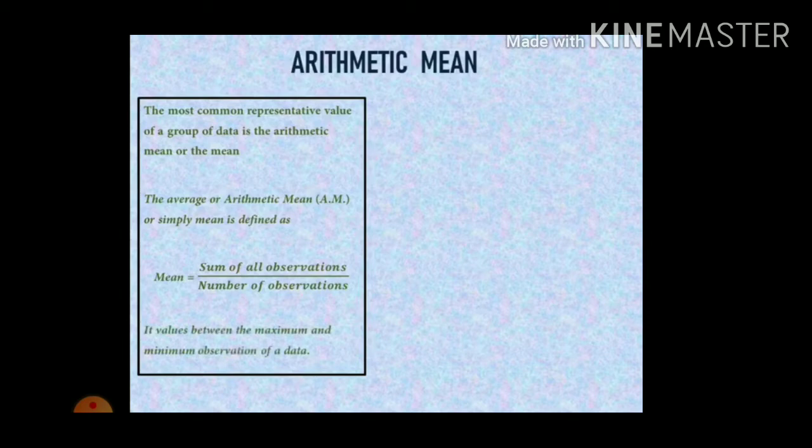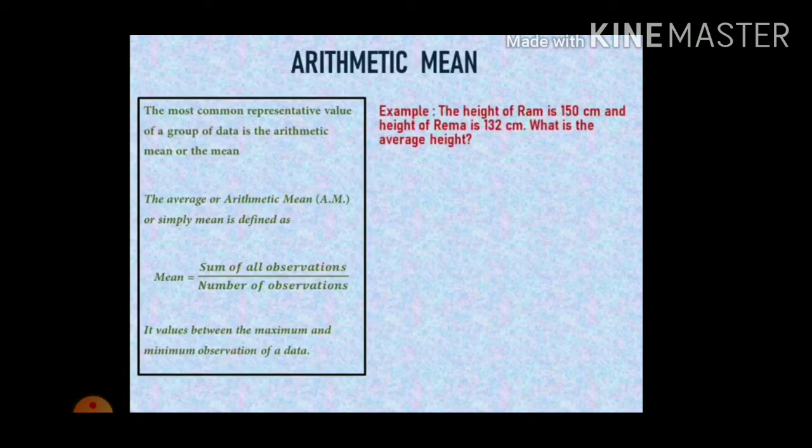Now let us know in detail about arithmetic mean. This is the most common representative value of a group of data. The average or arithmetic mean or simply mean is defined as sum of all observations divided by number of observations. It lies between the maximum and the minimum observation of data.